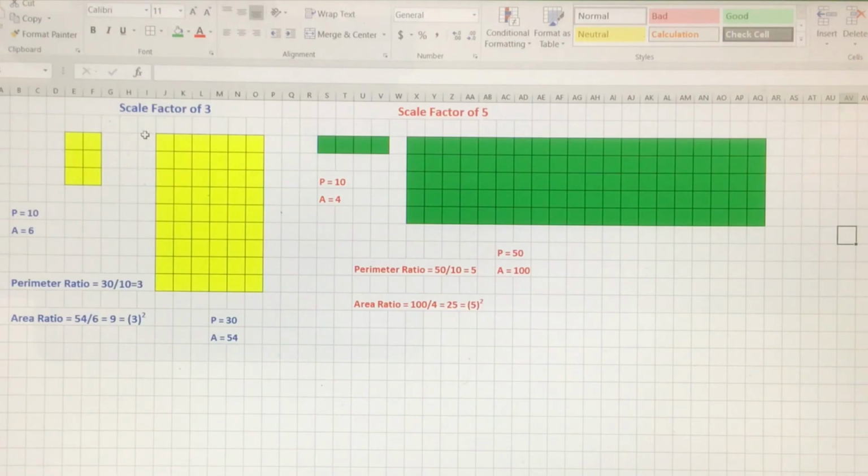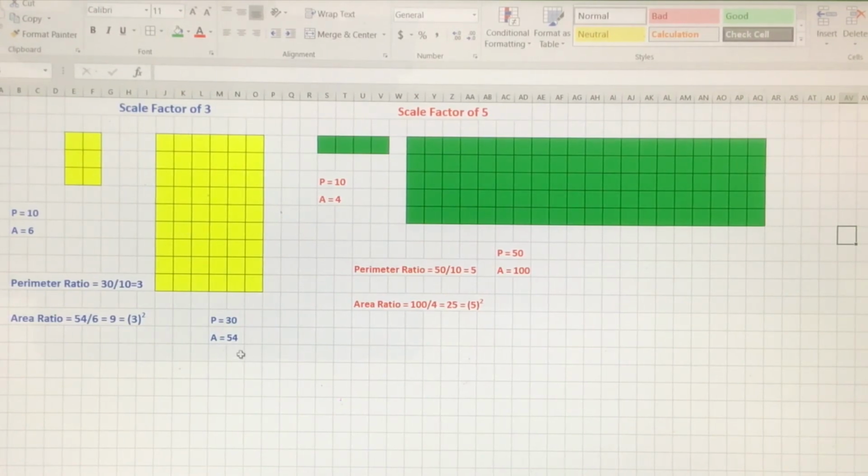Now the area ratio is a different story. Here the area is 6. It's 2 by 3. 2 columns by 3 rows gives 6 squares. If you multiply the number of columns by 3, now you have 6 columns, and the rows by 3, now you have 9 rows. You actually have 54 boxes, 6 by 9.